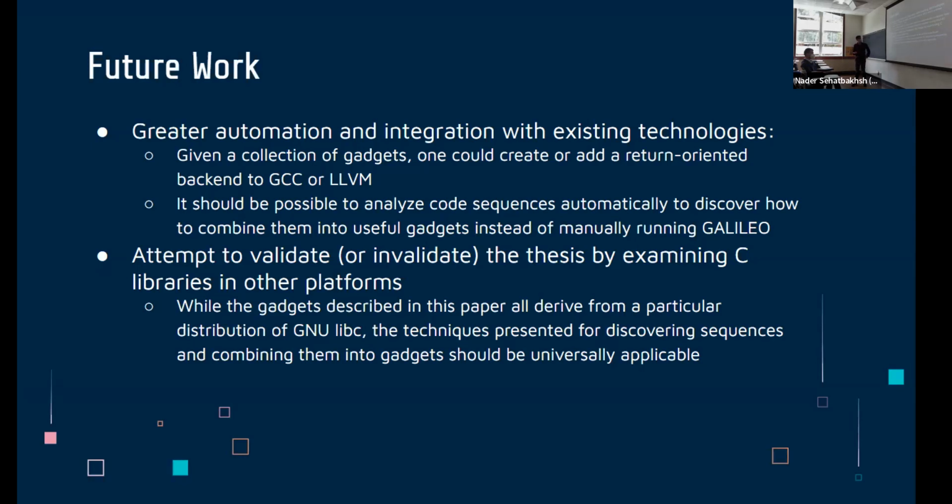And given a collection of gadgets, one could create a return-oriented backend to the DCC or LLVM. The other one is to attempt to validate or invalidate, we don't know which one it'll be, the thesis by examining the C libraries on other platforms. In the paper, it only discussed the particular distribution of the GNU libc, but basically we're just combining gadgets in x86, or basically assembly-level instructions, to create a useful attack sequence. So it should be possible to do this on any other platform, universally applicable. So we can validate or invalidate this thesis by checking this on other platforms.